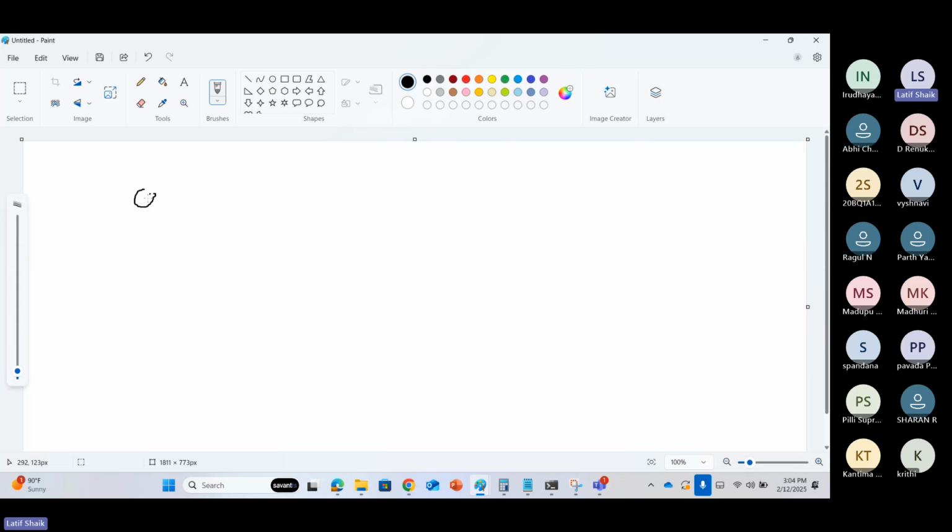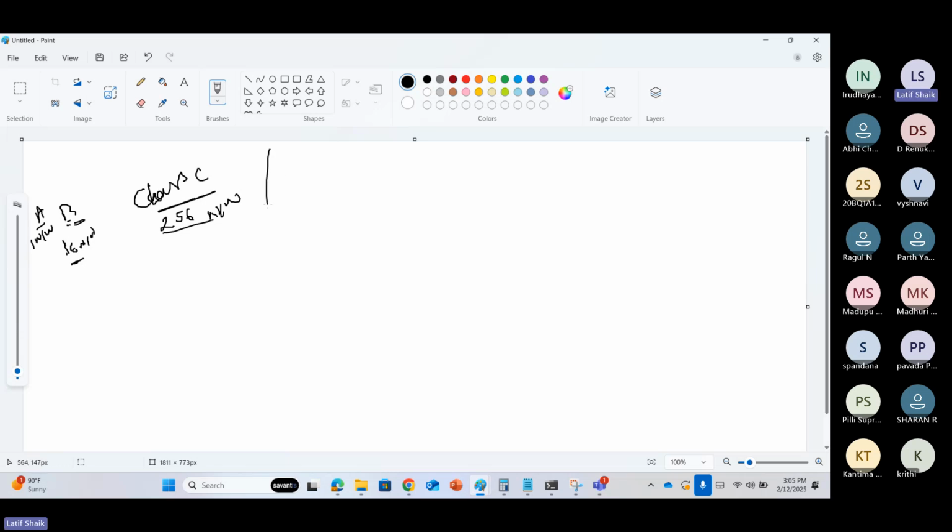So the last one is your class C. From class C also, a few private IP addresses are given. So how many are there? Around 256 networks are given. For class B, it is only 16 networks. For class A, only one network. Okay.